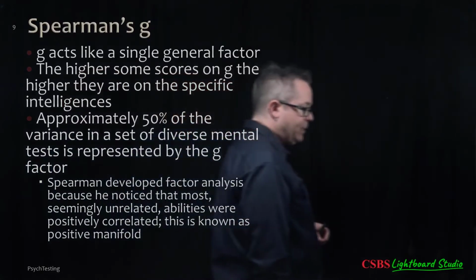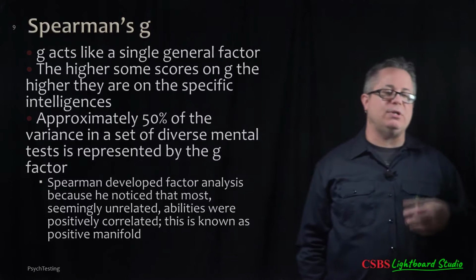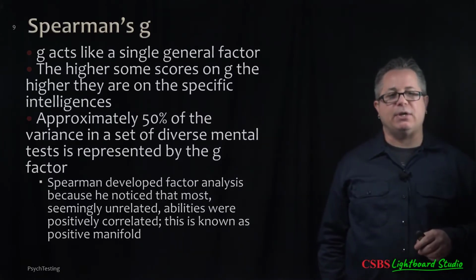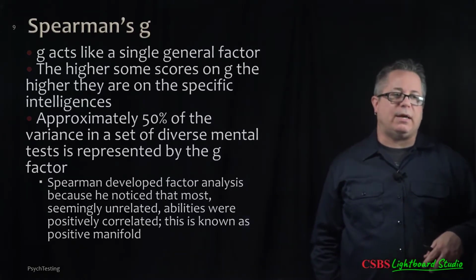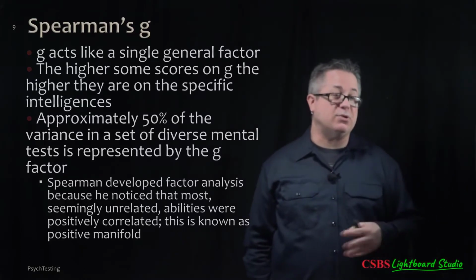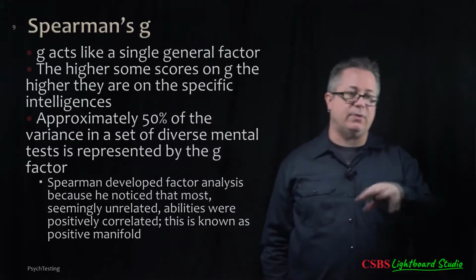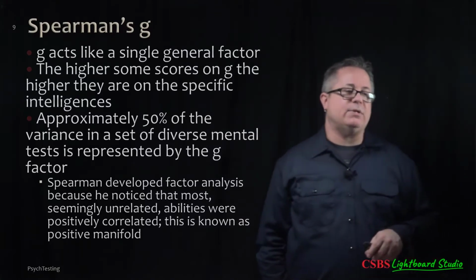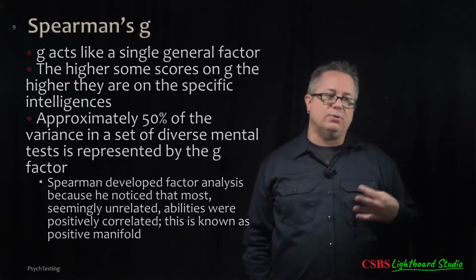So Spearman developed this idea around intelligence where there was something called Spearman's g, and g stood for the general factor. So g is basically general intelligence. g acts like a single general factor. The higher someone scores on g, the higher they are on the specific intelligences as well, right? In order to be high on general intelligence, you have to be fairly high on all the other specific ones too. Approximately 50% of the variance in a set of diverse mental tests is represented by this single general factor.